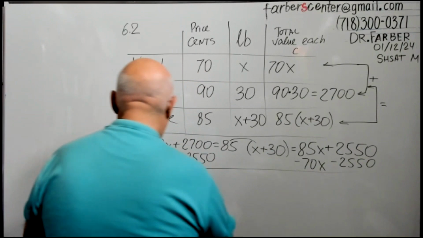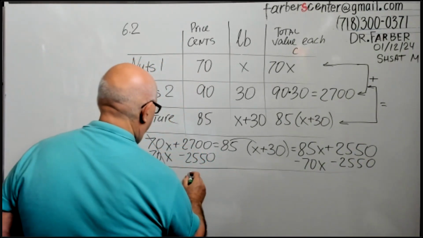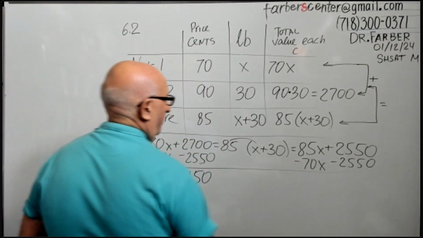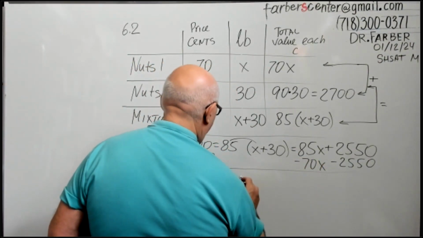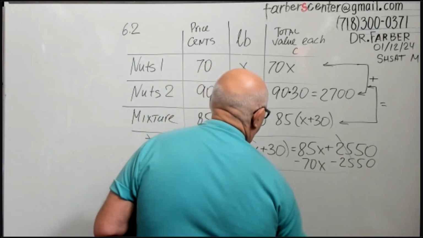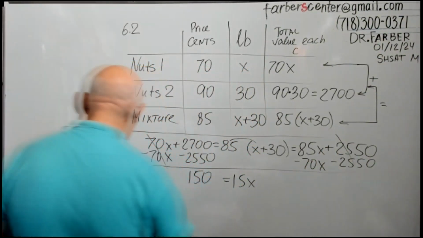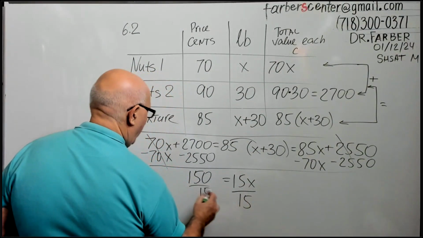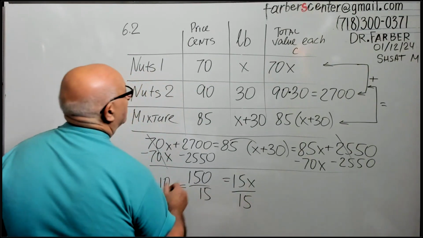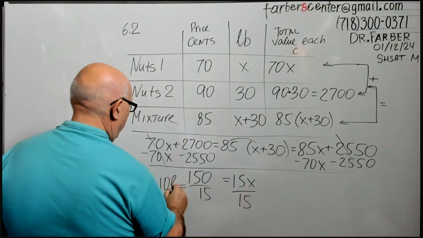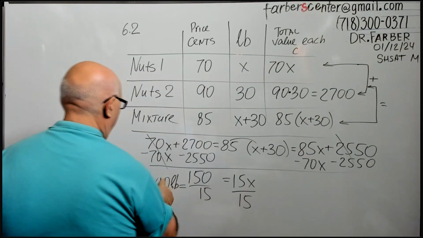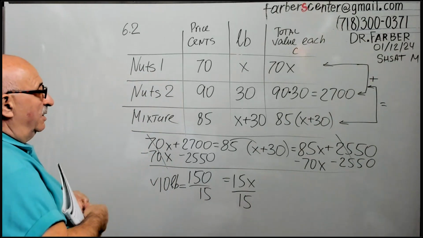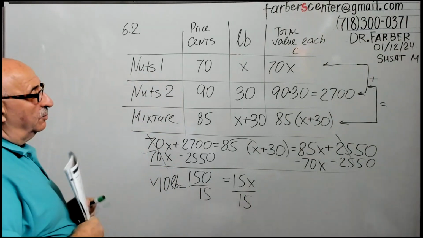Cancel out. When you subtract, you get 150. And this would be what? 15x. And this you cancel out. When you divide by 15, x equals 10 pounds. 10 pounds. And this would be my answer. Okay. It's like an algorithm leads you to the target.